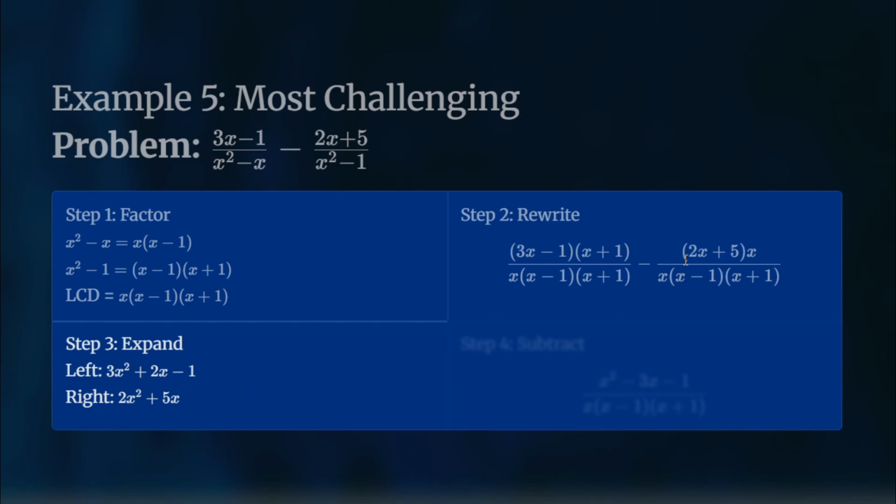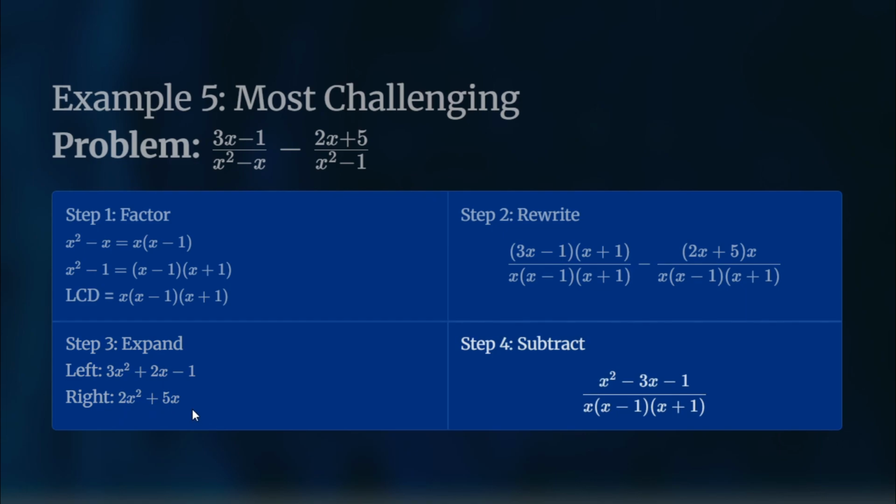For my second term, if I expand, 2x times x is 2x squared, and 5 times x is 5x. So my numerator for my second term is 2x squared plus 5x.